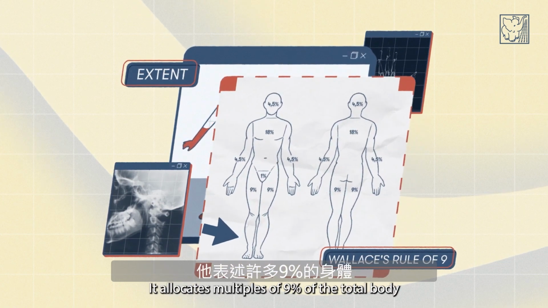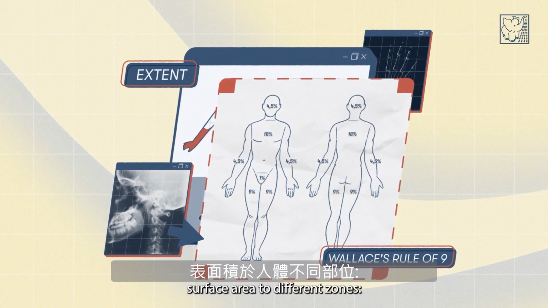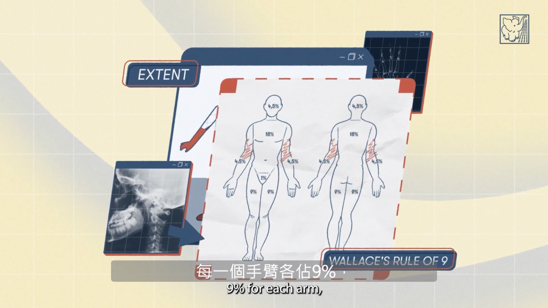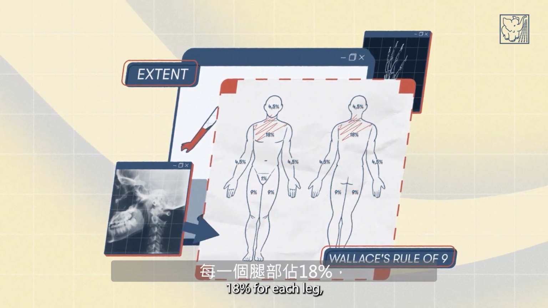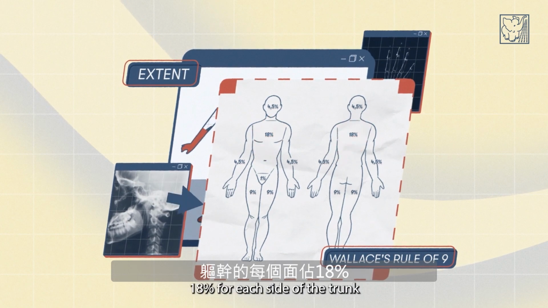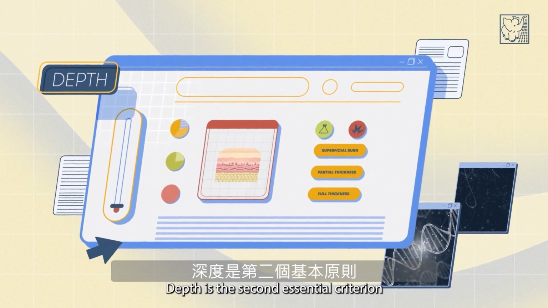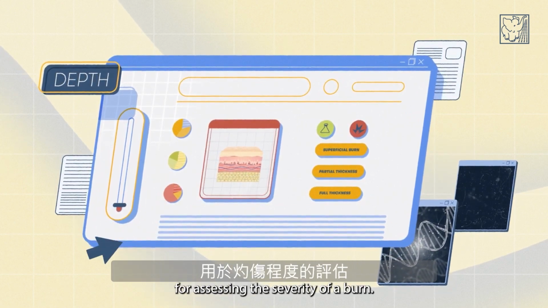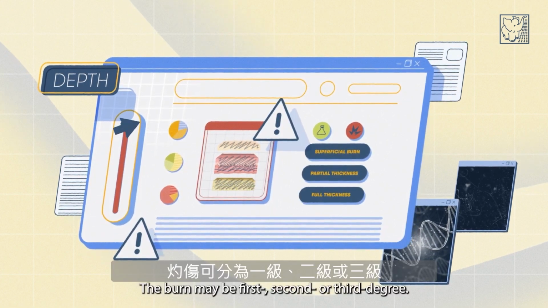It allocates multiples of 9% of the total body surface area to different zones: 9% for the head and neck, 9% for each arm, 18% for each leg, 18% for each side of the trunk, and 1% for the perineum. Depth is the second essential criterion for assessing the severity of a burn. The burn may be first, second, or third degree.